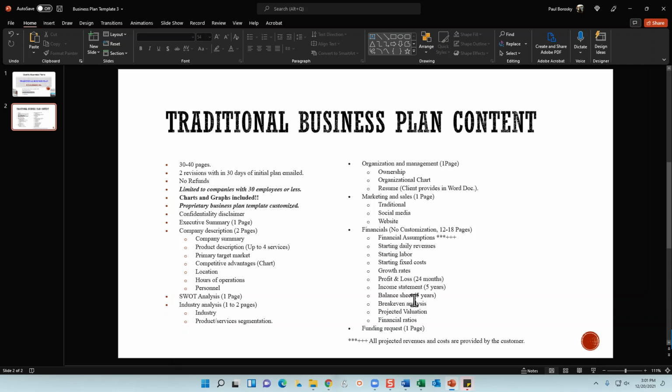Then we dive even deeper into the break-even analysis, the projected valuation, and even some financial ratios. So we're really going to get down and dirty with the financial projections once we start into the traditional business plan. Soon, I'm also going to be putting out some tutorials on how y'all can understand and explain the financial projections, because this is a lot of information.